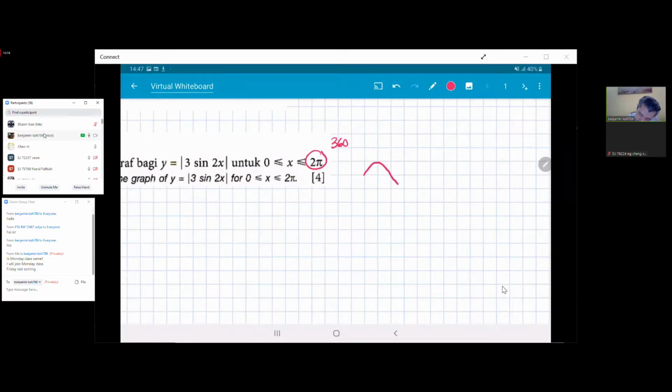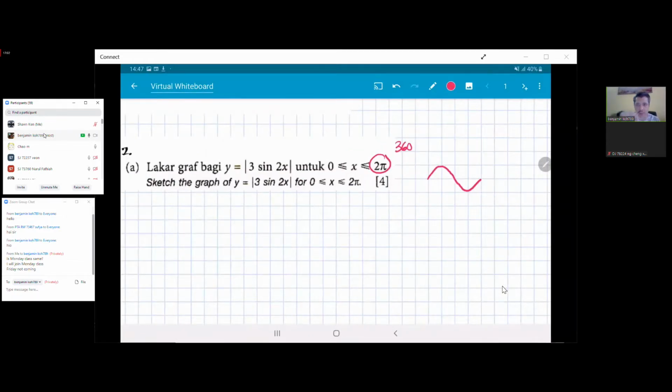So the main shape for the graph sine is 1 up and 1 down. Number 2, I see there's a 2x over here. 2x meaning I need to draw 2 graphs. But please understand now, whatever you have here is based on 360. That means until 360, you draw 2 graphs. The domain they want is until 2 pi, which is 360. Which means yes, for this question, you need to draw 2 graphs.